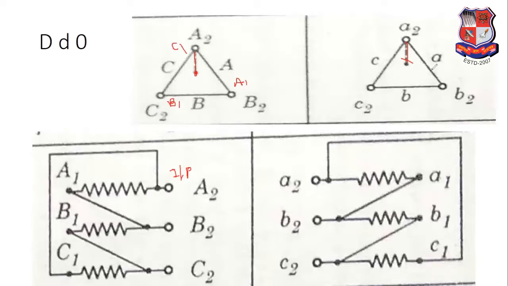Now for the zero displacement, we have to take a reference in the same phase. So for this same phase, if A2 is input, we take A2 as output. So A2, B2, C2, phase ABC, A2 opposite is A1, B2 opposite is B1, and for the C phase, C2 opposite is C1. Same connection will be there. A2 is connected with C1, A1 is connected with B2, B1 is connected with C2. And from A2, B2 and C2, you can take the output. Okay, so this is the DD0 connection.